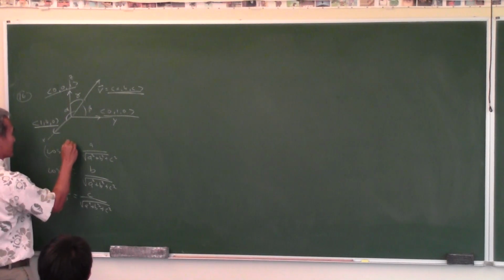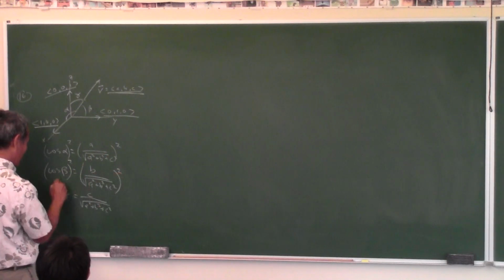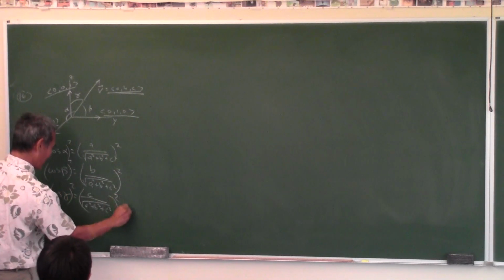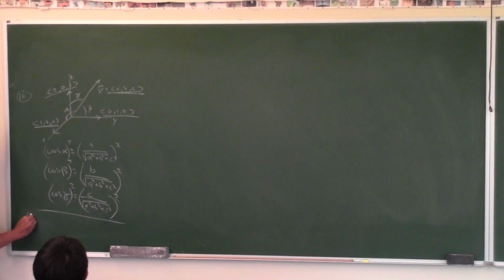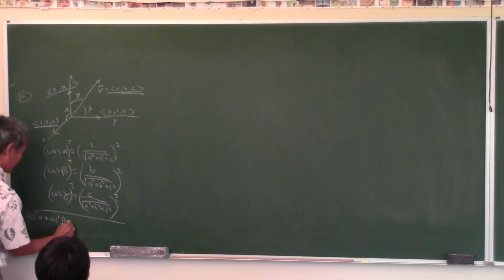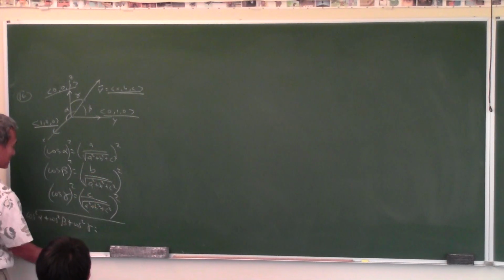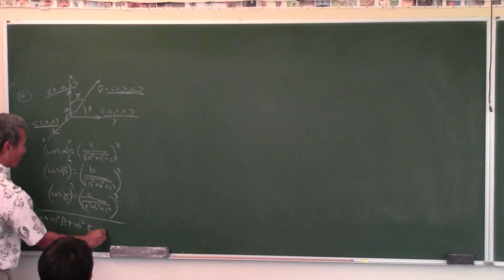But come on, look at this. Square both sides, square both sides, square both sides, add them up. What do you get? Cosine squared alpha plus cosine squared beta plus cosine squared gamma equals, what is this plus this plus this? 1. Boom.